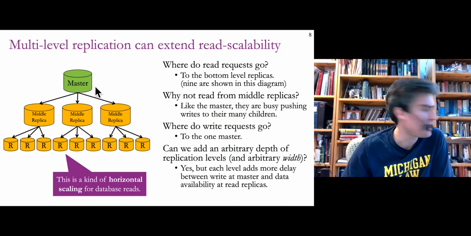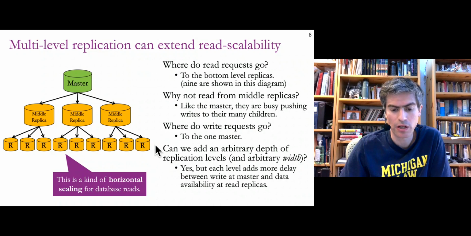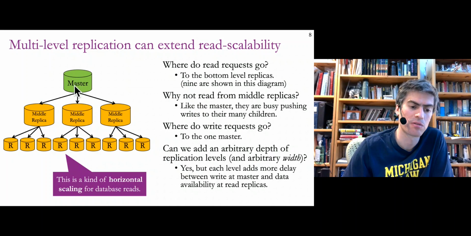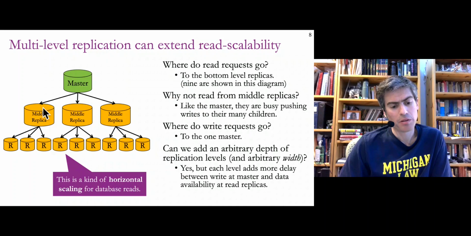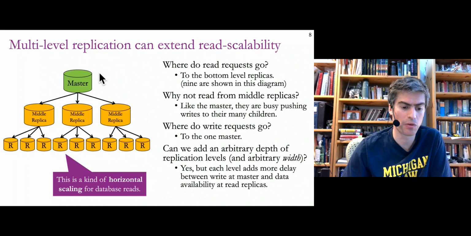However, keep in mind that every time you add a layer, you're introducing additional delay. So the replicas always lag behind the master in terms of having the latest information. And that's true even more so for the 3rd layer and the 4th layer and the 5th layer. So adding multiple layers means that reads after writes could be out of date, even more so than they were with fewer levels of replication.